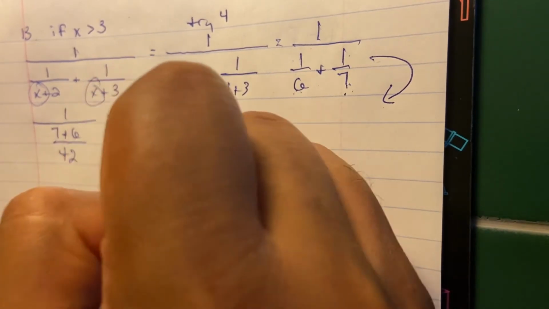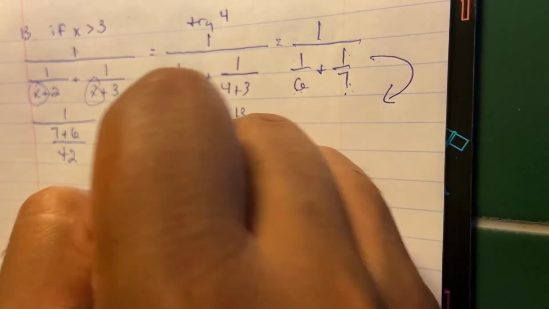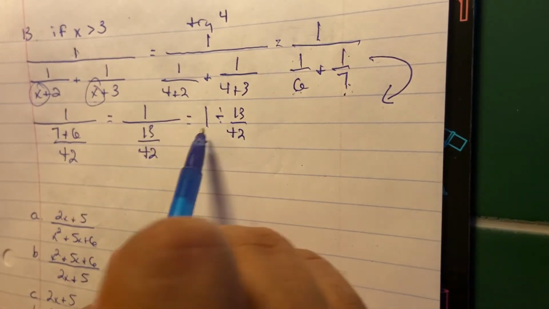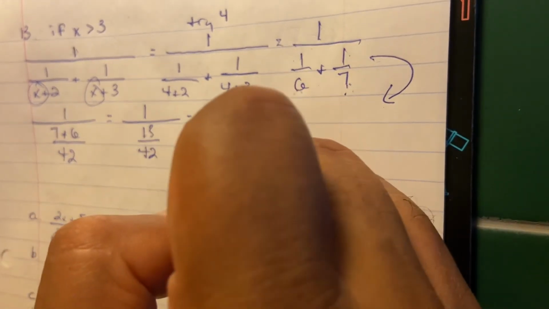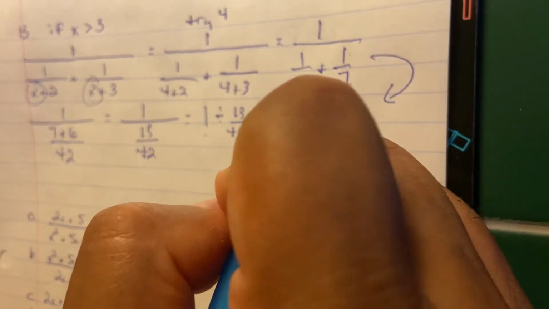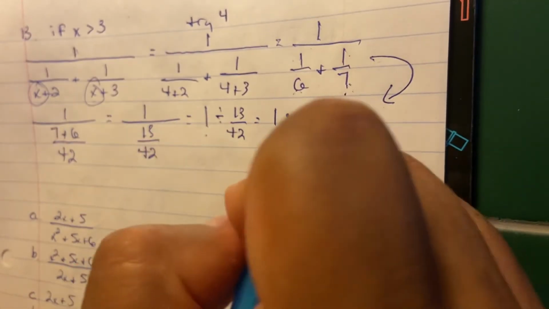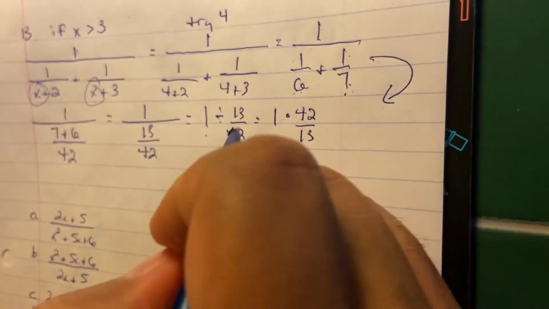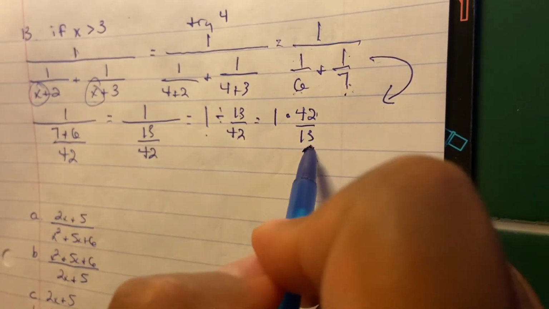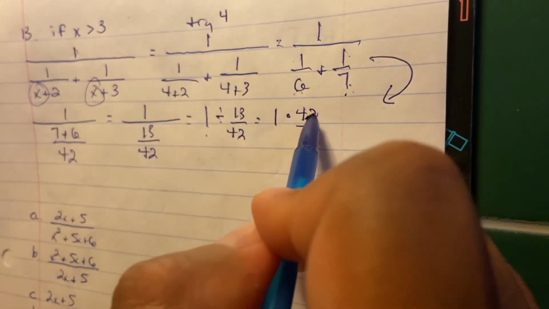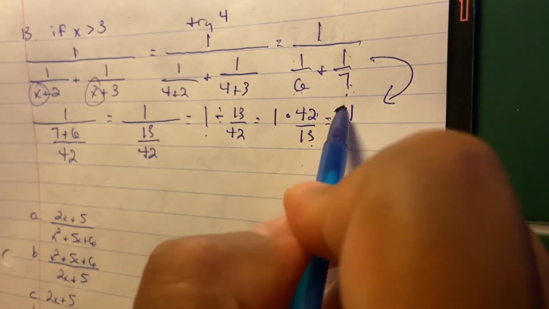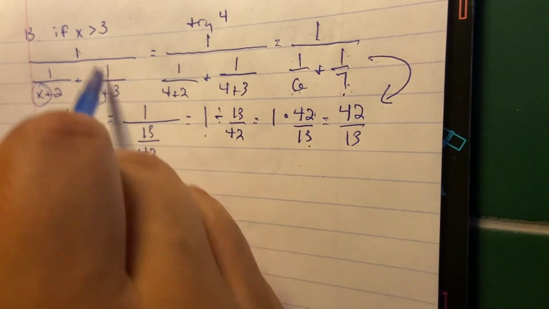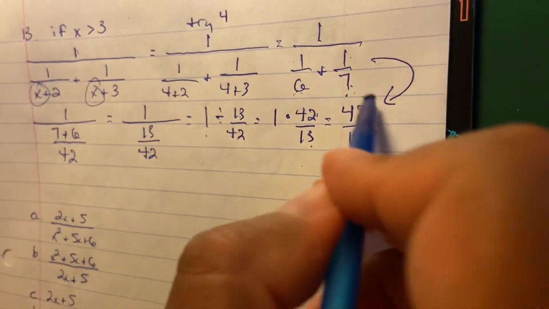So that really means 1 divided by 13/42. Now, when we divide, we do keep, change, flip. So we keep the first number, which is 1. We change division into multiplication, and we flip the second fraction. It was 13 over 42, now it's 42 over 13. So when I use 4, this original complex fraction is equivalent to 42 over 13.